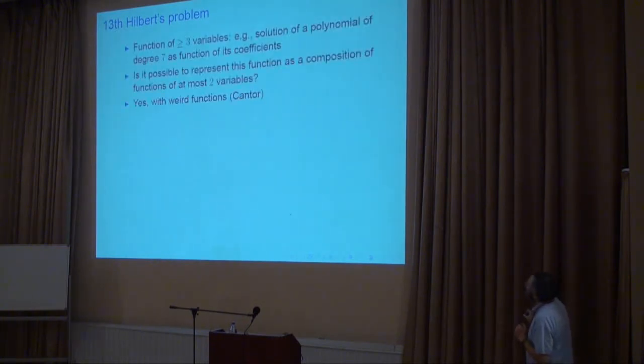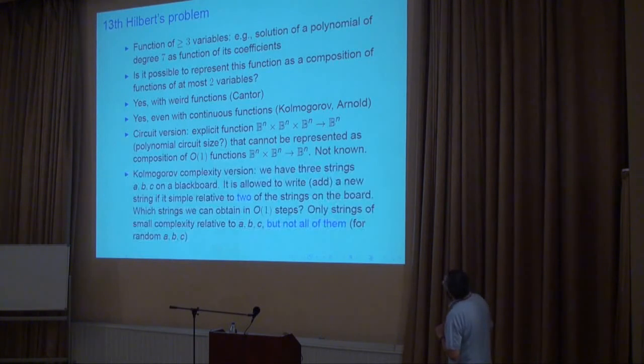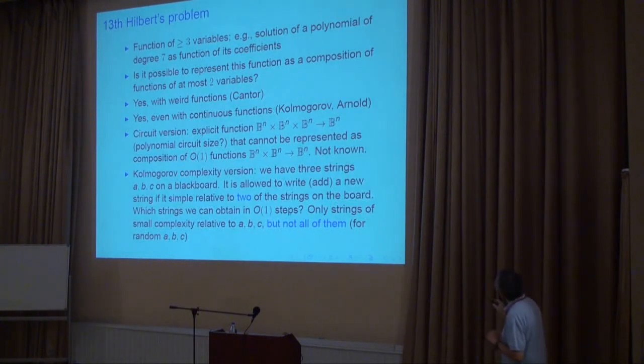Also, there is the 13th Hilbert problem, whether any function of more than 3 variables can be represented as a composition of functions of 2 variables, and there were some results for the continuous case, and there is a very interesting unsolved question for the finite case. But there is a Kolmogorov complexity version. Imagine we have 3 strings on a blackboard, and there is a game. We are allowed to add a new string if the string is simple relative to 2 of the strings on the board. So the new string can depend only on the 2 strings already there. And the question is what we can obtain in finitely many steps. Of course, we can get only strings which are simple relative to the initial strings, but strangely not all of them. And this is a version of Hilbert's problem for Kolmogorov complexity.